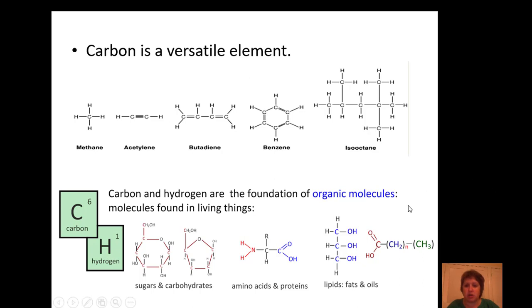You can draw your lipid completely filled out like this, or you can abbreviate it and have however many chains you have represented by the N. And we'll talk about that some more in class.